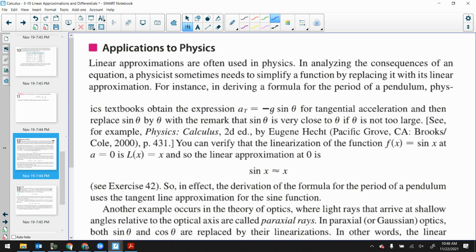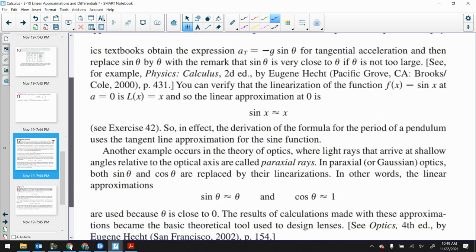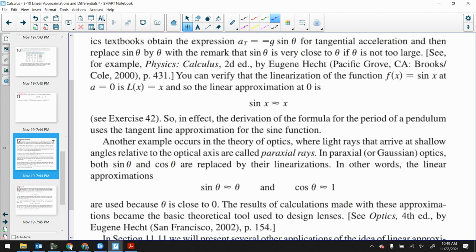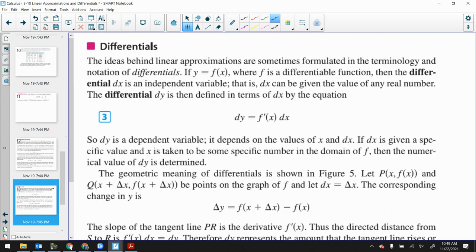Because sine x is pretty close to x around 0. So in effect, the derivation of the formula for the period of the pendulum uses the tangent line approximation for the sine function. What they're doing here is actually just changing out the different function. Because it's the linearization, it's really close to it. Exact value? No, but it's really close. Close enough that they can say, we don't care about the error away from those values. Just as long as you're using those comparable values, it's close enough. So let's talk a little bit more about those close enough values.